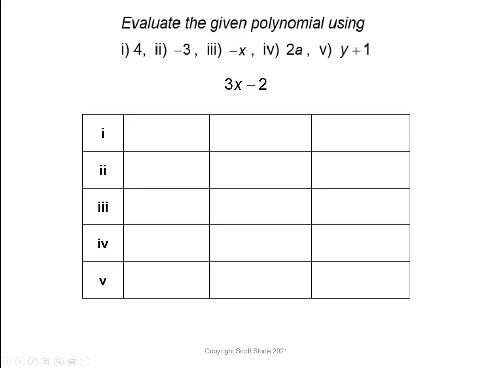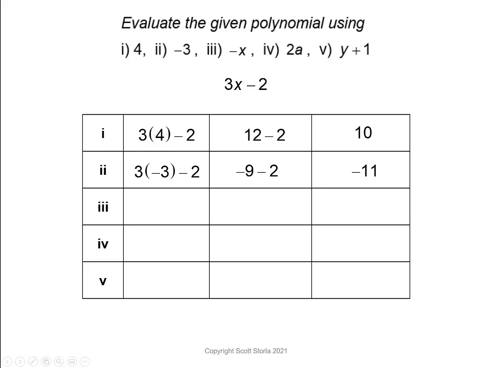Here's one for you to try. First, we're going to replace x with 4. That's what this is telling us right here. And then by order of operations, we're going to multiply and subtract. That'll give us 12 minus 2, which is 10. Next, we're going to replace x with negative 3. We multiply and get negative 9 minus 2, which is negative 11.